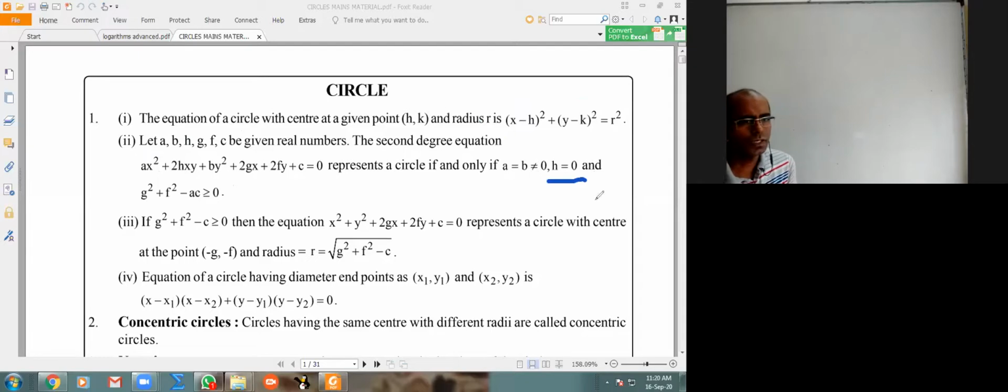Okay, but this is not good enough. It is not that simply a and b are equal and h is 0, it will represent a circle. Sometimes it may represent nothing. So we have to see what happens.